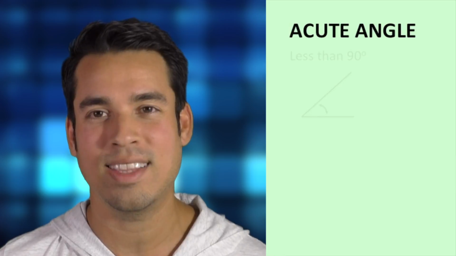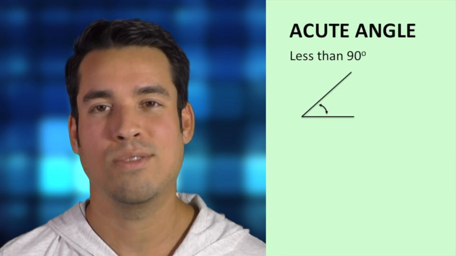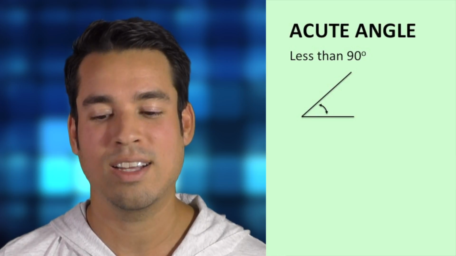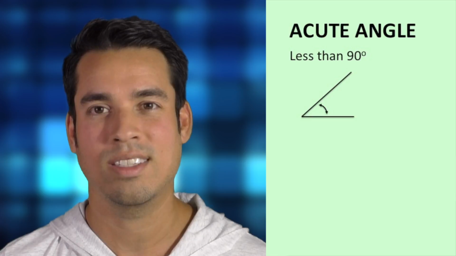The next angle to be aware of is an acute angle. An acute angle is simply an angle less than 90 degrees. And a fun way to think about this is if we think of acute, we think of a cute little angle. So that's what an acute angle is. It's less than 90 degrees.